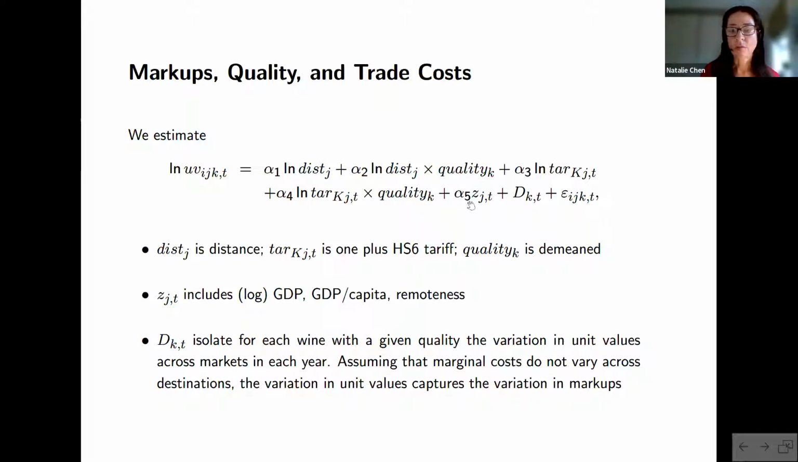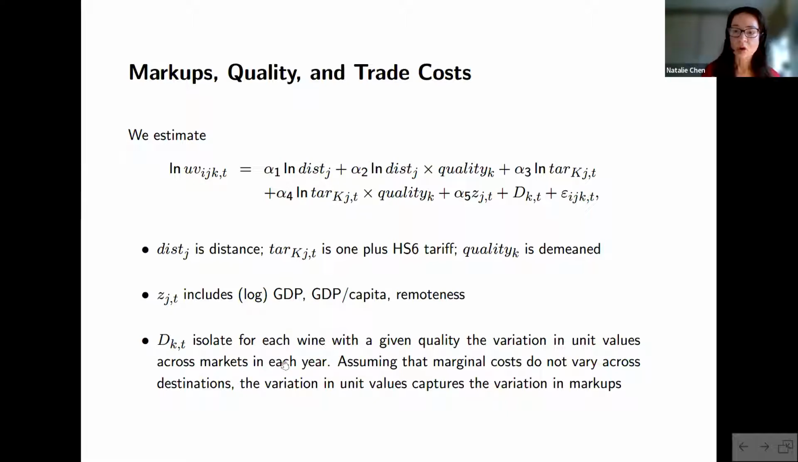We also include a number of country-level controls like GDP, GDP per capita, and remoteness of each of the destination countries. And crucially, we control for wine-year fixed effects. So D_KT are wine-year fixed effects. Once we include the wine-year fixed effects, this means that we are isolating, for each wine with a given quality, the variation in unit values or in prices across markets in each year.